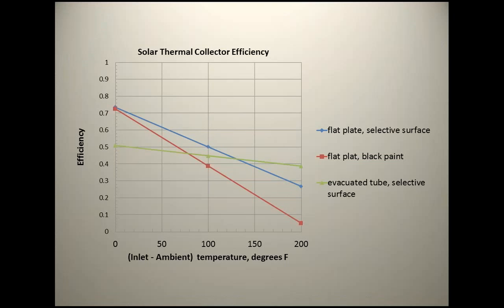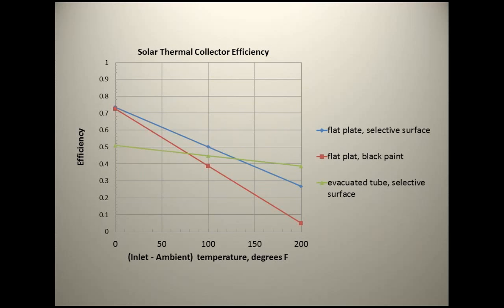Okay, so here is the solar thermal efficiency chart that I was going to show you before. This is efficiency, the amount of energy coming in from the sun that you collect and use from the collector side. This is 100%, 70%, and so on. This is the difference between the water coming into the collector and the temperature outside.